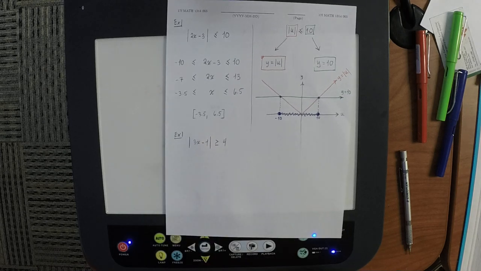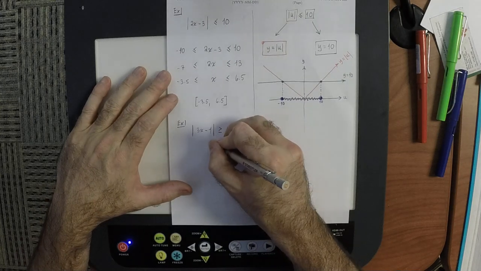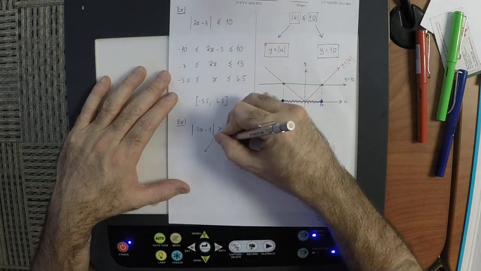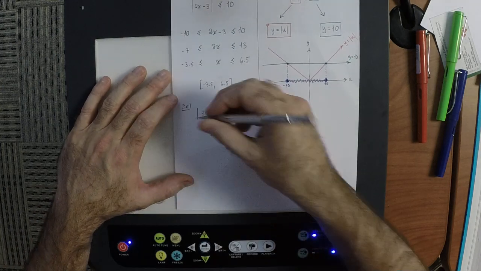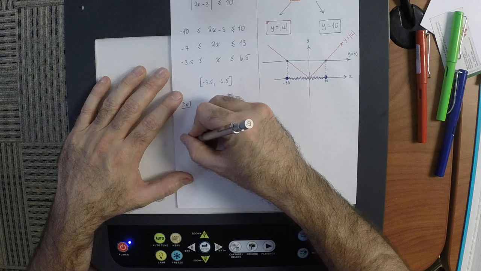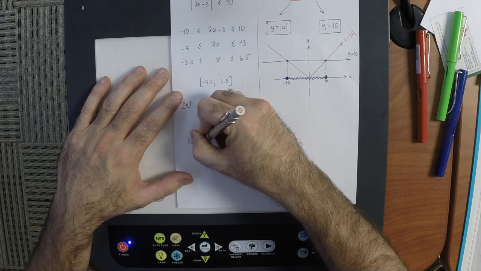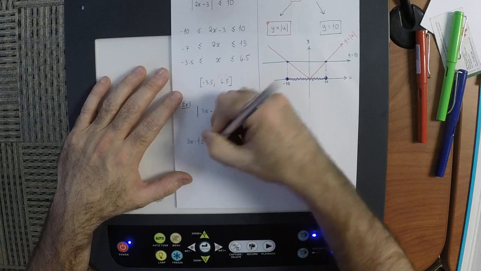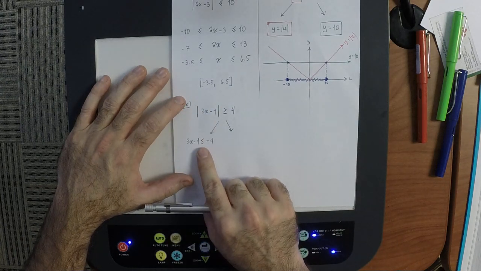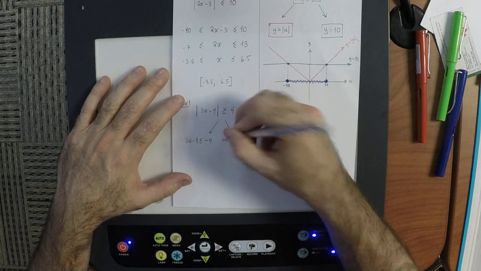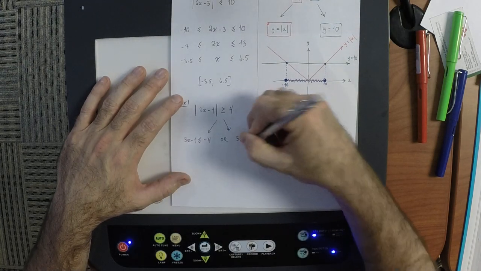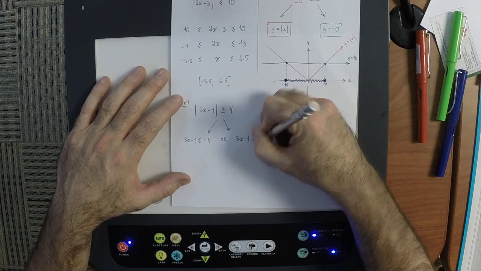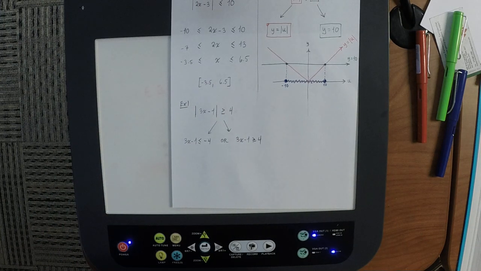Okay, so now there's two possibilities, and there's no shorter way to write this. Students usually complain about this and say, oh, I don't like this one because I have to write so much. Well, one of the possibilities is that 3x minus 1 is less or equal to negative 4. This is the possibility on the left. What's the other possibility? 3x minus 1 is greater or equal to 4. So two separate possibilities. And you have to write them both, and you have to solve them both.